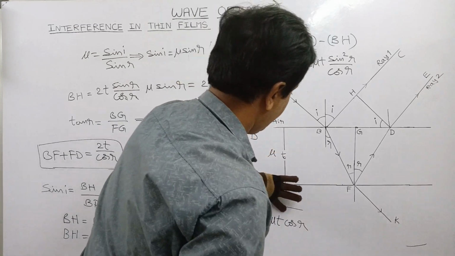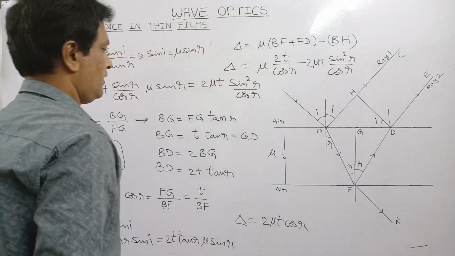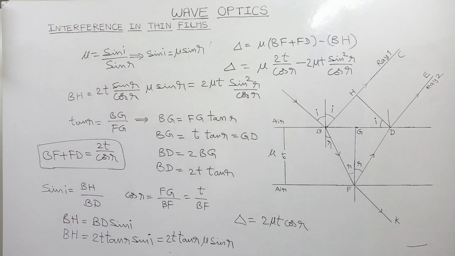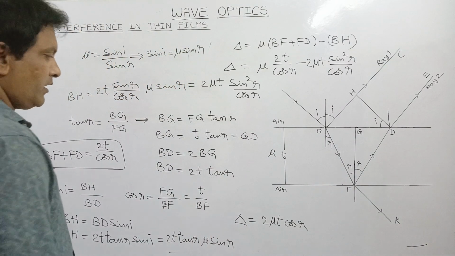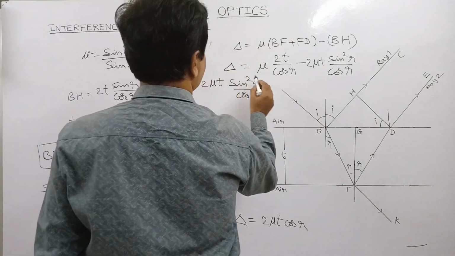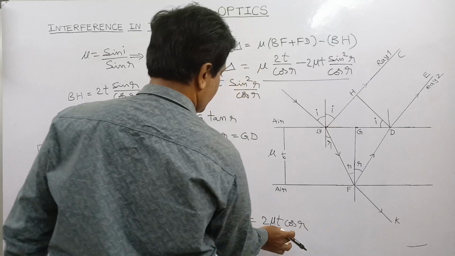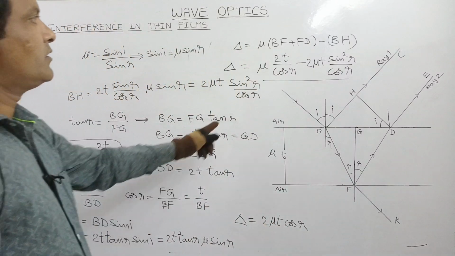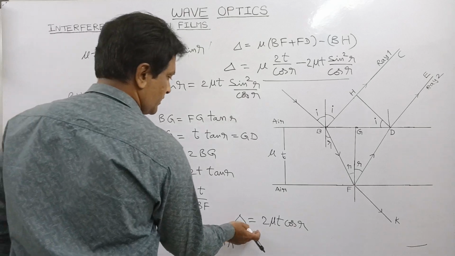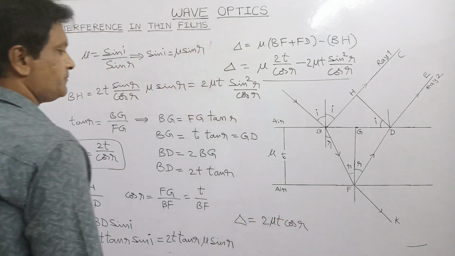Delta is the optical path difference, we have given the symbol for that. Here we got 2 mu t, and by simplifying this term we get the equation as 2 mu t cos r.